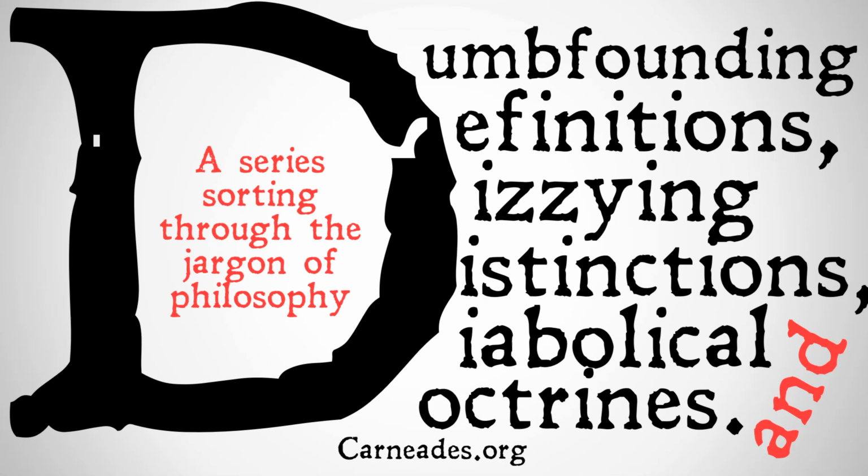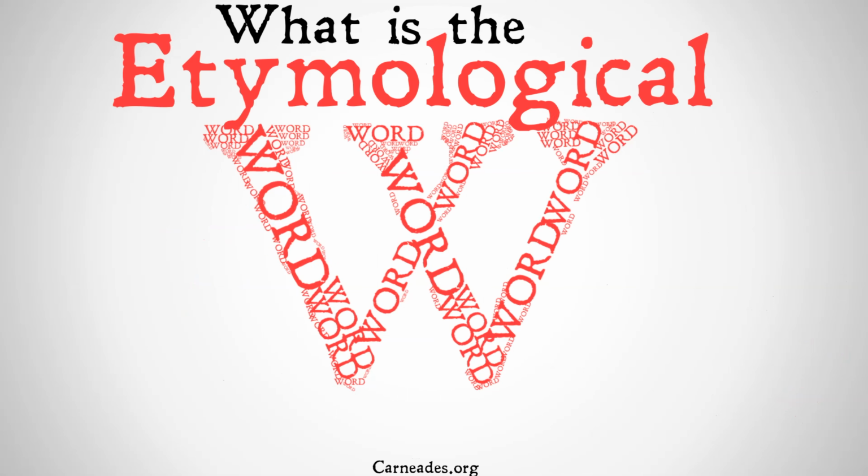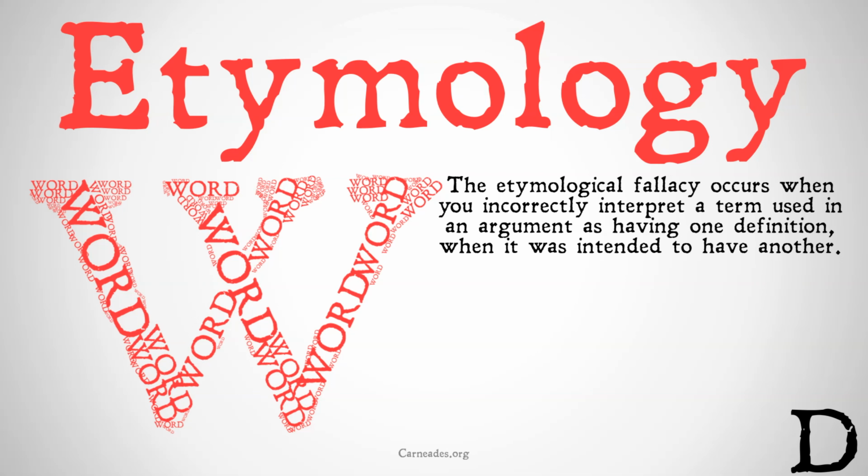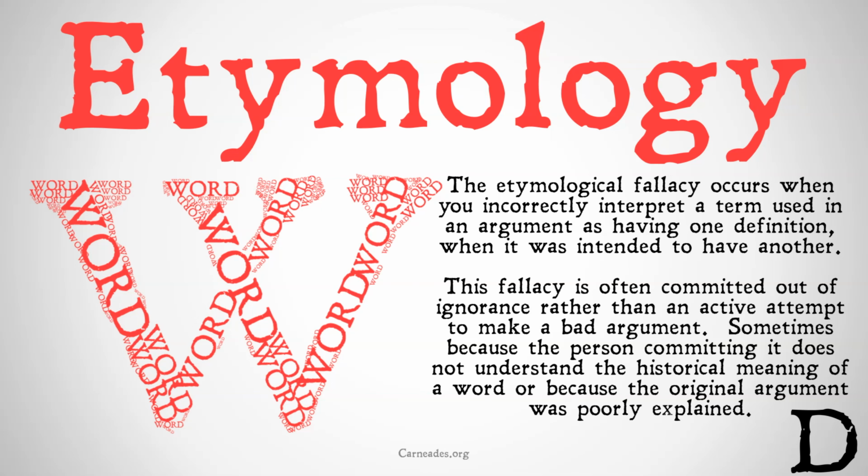In this video, we're going to be taking a look at what is the etymological fallacy. Now, the etymological fallacy occurs when you incorrectly interpret a term used in an argument as having one definition when it was intended to have another. This fallacy is often committed out of ignorance rather than an active attempt to make a bad argument. Sometimes because the person committing it does not understand the historical meaning of a word, or because the original argument was poorly explained.